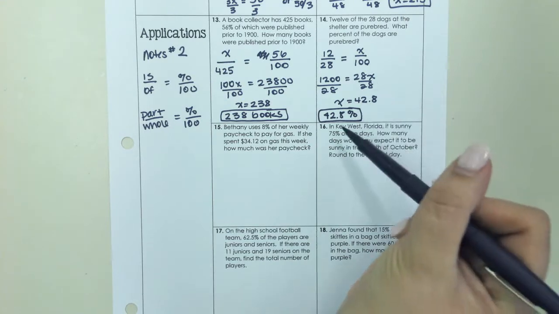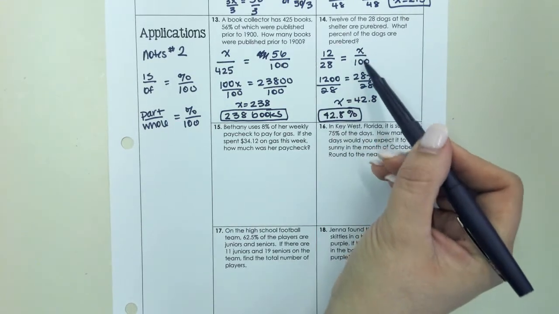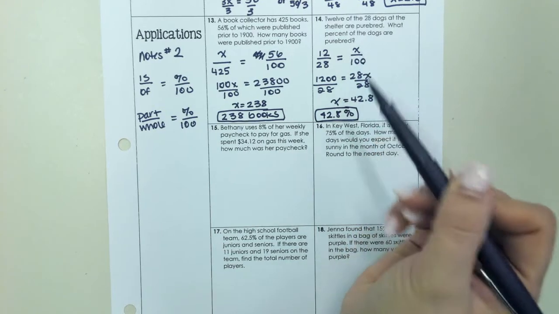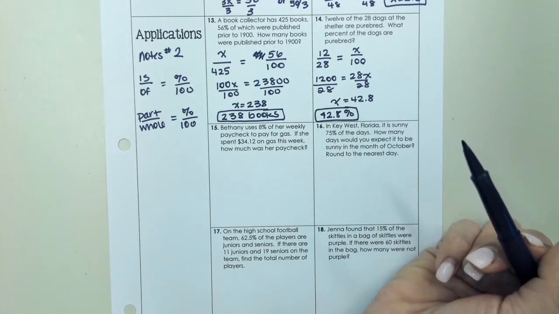And you don't have to move any decimals around. It's already over 100, so whatever this number is truly your percent. You could put a percent sign right next to it.